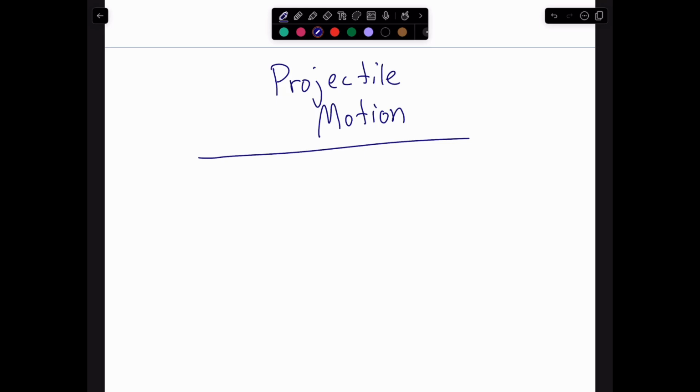Hello and welcome back. Today we're going to talk about projectile motion. In the past, we've looked at free fall. That kind of motion only takes into consideration the acceleration due to gravity, and that's because the motion is entirely vertical.